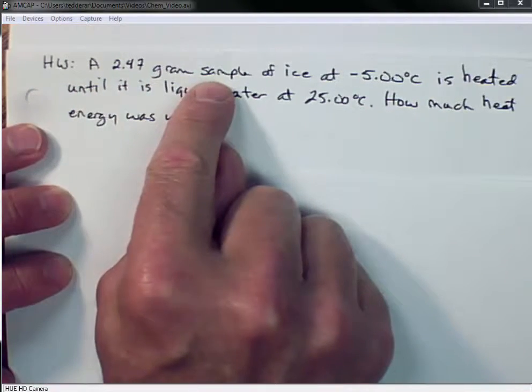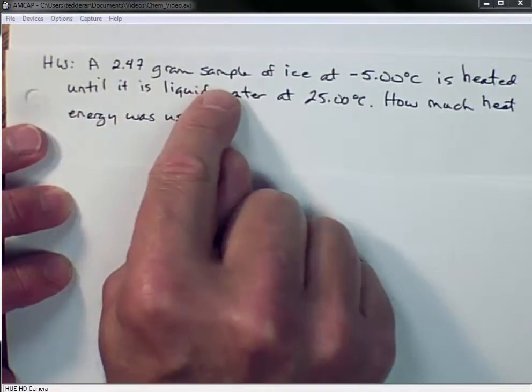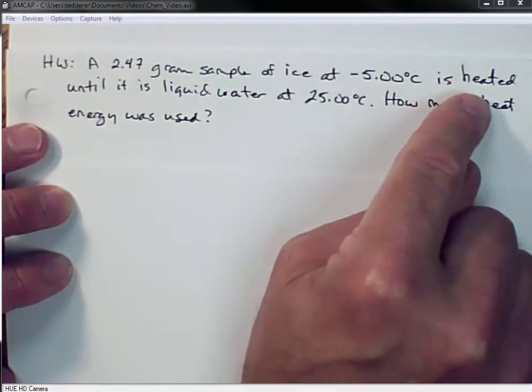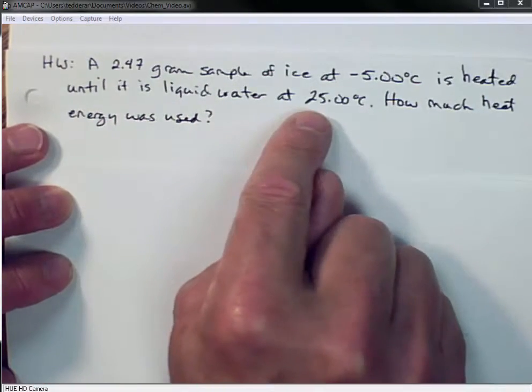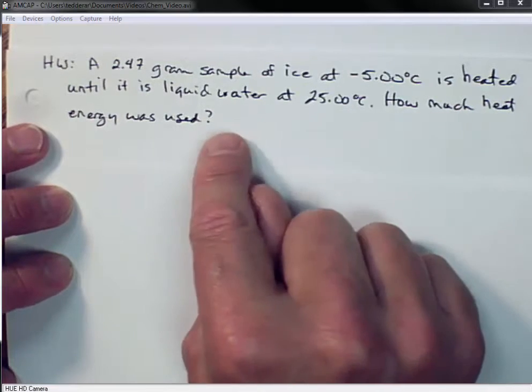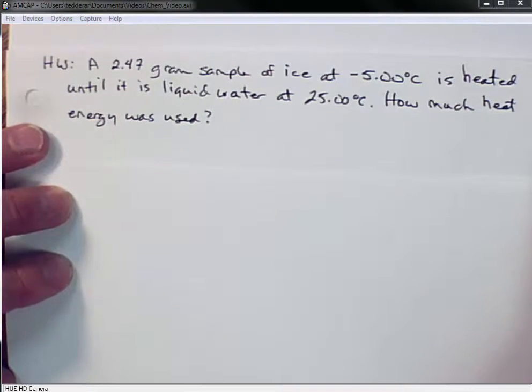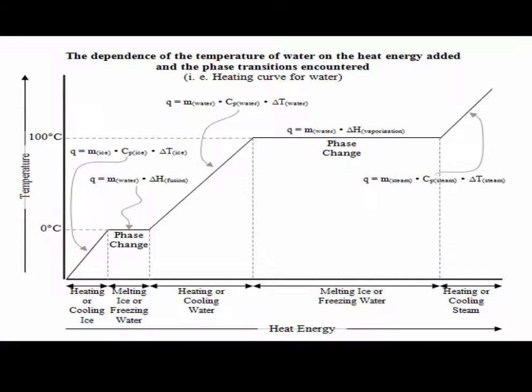A 2.47 grams sample of ice at -5 degrees C is heated until it's liquid at 25 degrees C. How much heat energy was used? What's happening here is we're going through a phase change. Here's the heating curve for water we looked at yesterday, and we're starting with ice at -5 degrees. So that's down here. Here's 0 degrees on the temperature scale on our vertical axis. 100 degrees is here, and it's below this.